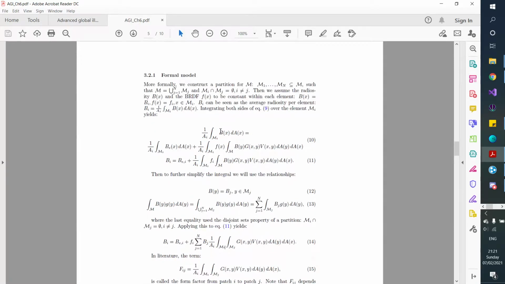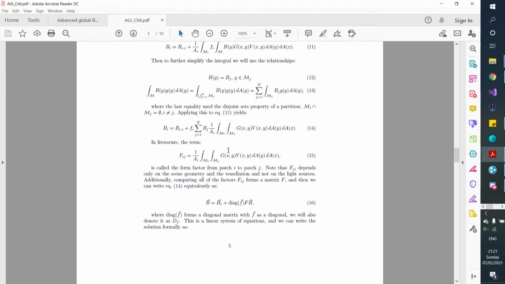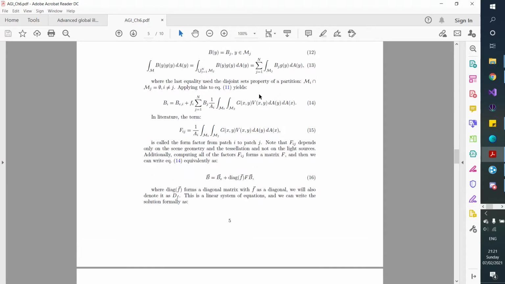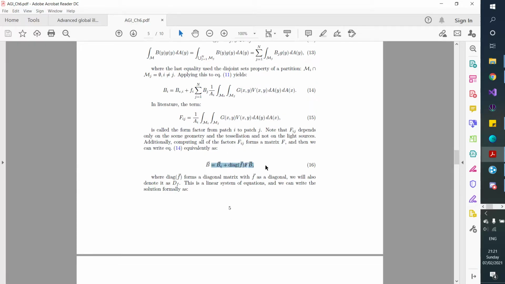Now, if you do this integration, so we did that integration once just for patch i. Now you can do it for every patch, for patch 1, patch 2, patch n, and you get n equations. And also let's take this term here and call it Fij. We will refer to that as a form factor. Then by using these n equations, you can write this in vector form.